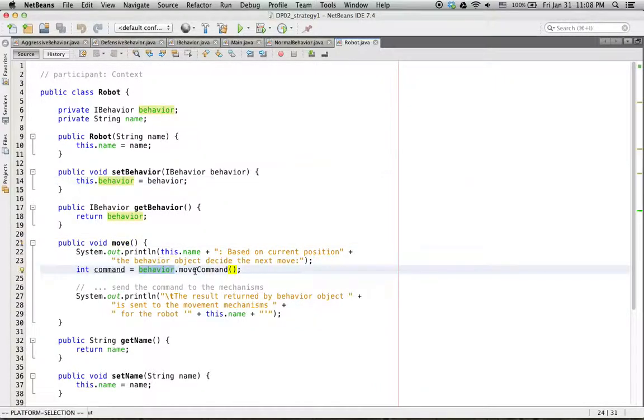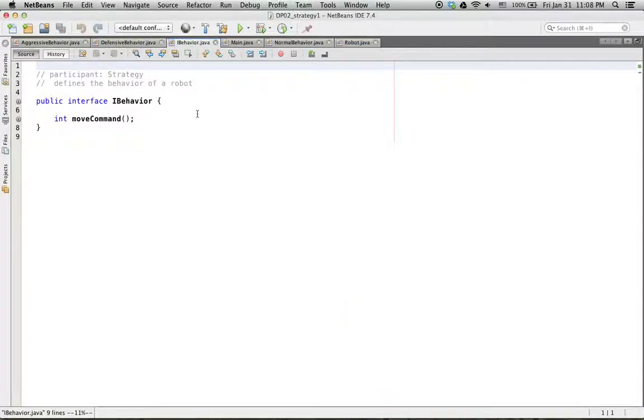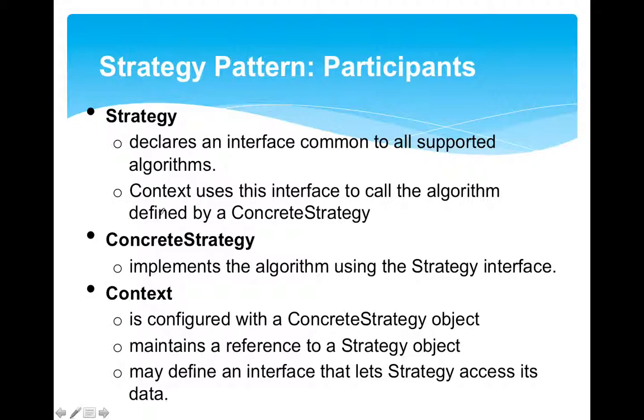The behavior has a move command, so the move command is the algorithm. Whatever behavior the concrete strategy defines, the robot simply uses the move command to call the algorithm. And then the strategy is IBehavior. So the strategy simply defines a common interface for all algorithms to use. In terms of participants, the strategy simply declares a common interface to all supported algorithms.